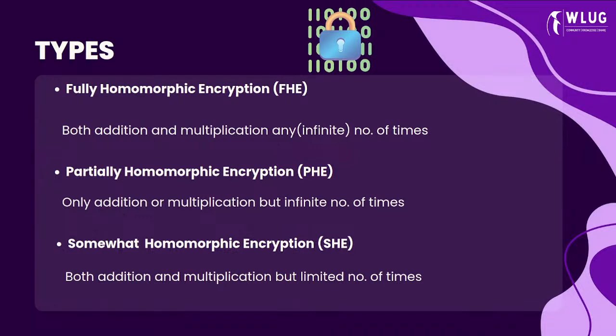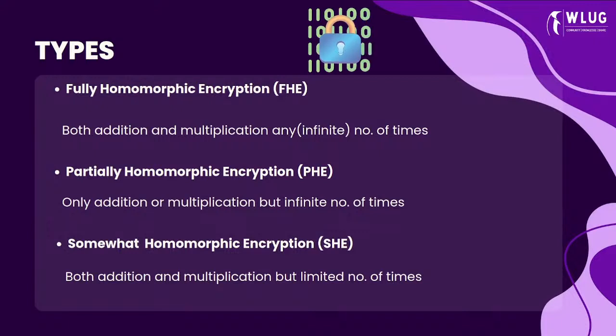Now the types. Based on their use cases, their criteria have been defined. There are 3 types of homomorphic encryption. First is fully homomorphic encryption, that is FHE. Second, partially homomorphic encryption, and third, somewhat homomorphic encryption. In FHE, the general computations are addition and multiplication. In FHE, you can perform both operations at a time, and you can perform these operations any number of times, which means even infinitely.